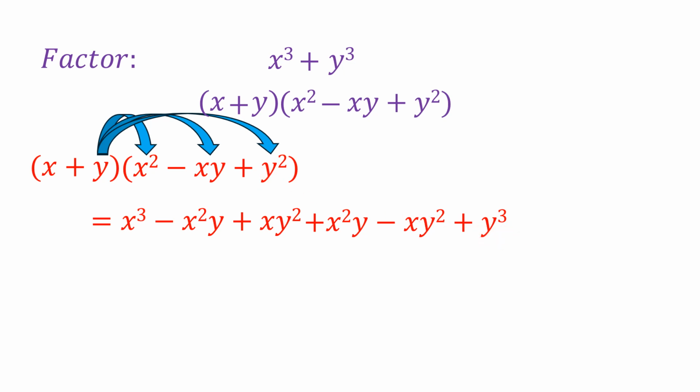Observe that we can cancel the negative x squared y and the positive x squared y, because if you combine them, it will be 0. Same thing with the xy squared and the negative xy squared. This will be 0. So what's left is x cubed plus y cubed. It means that if you multiply this, it will go back to x cubed plus y cubed, which means as well that the factor of this is this one.